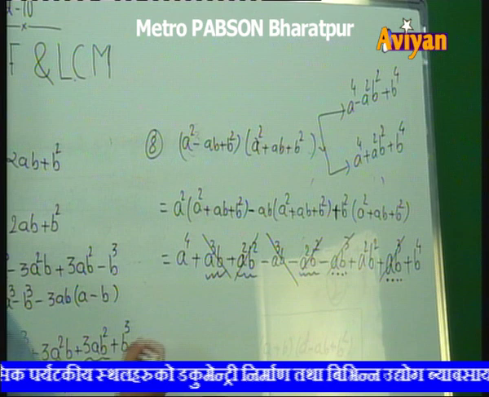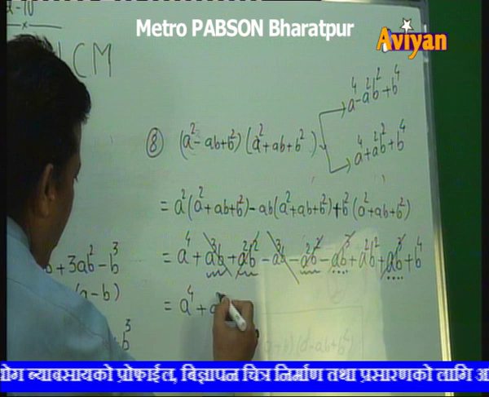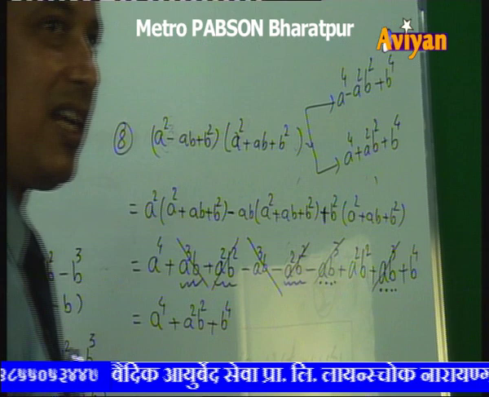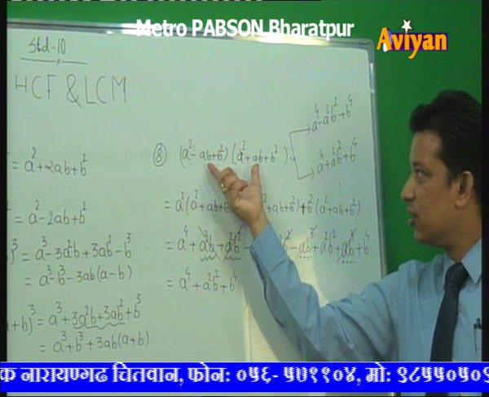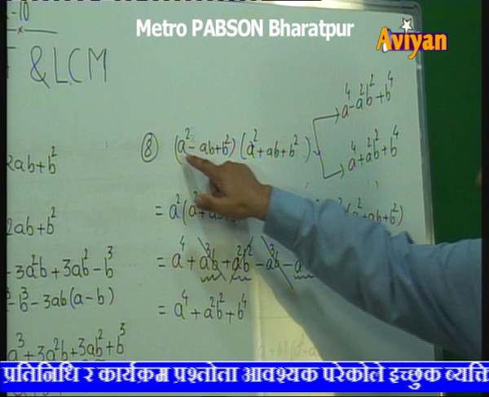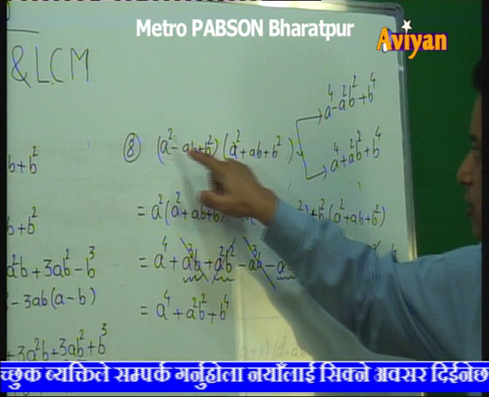A4 plus A square B square plus B4. In the beginning, I had asked you a question. If you multiply these two, which one will you get as the answer? And I had said, many of you may guess the first one, because it seems like A square into A square, A4, correct? A square B square plus minus minus, B square, B4.